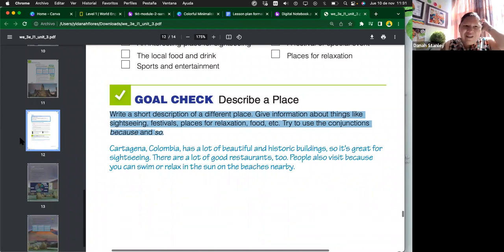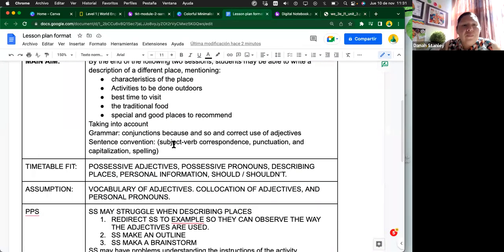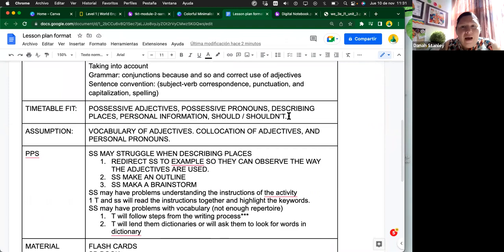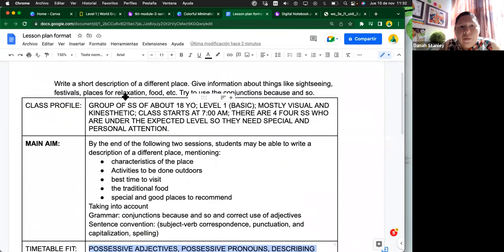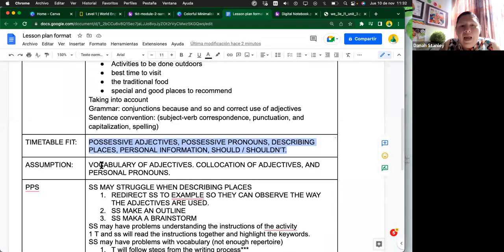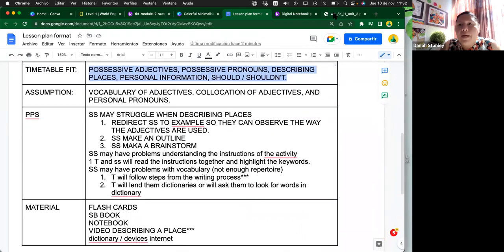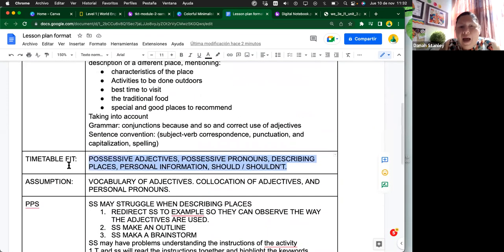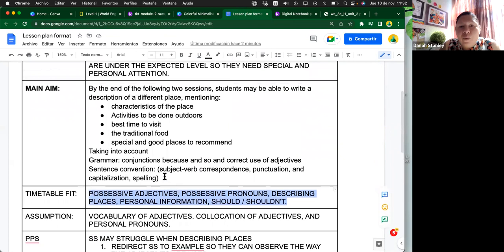Ajá, muy bien, teacher Hector, sí, exacto. Probably are things that we knew, but we weren't taking into account, okay? And also, we learned about deciding this thing, because based on this, por eso lo hice yo así primero. First, I wrote the class profile, el timetable fit, el assumption, el possible problem based on the task, and the material. And adding all this, I was able to write my correct main aim.